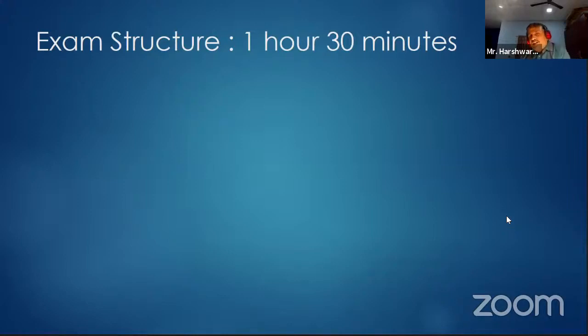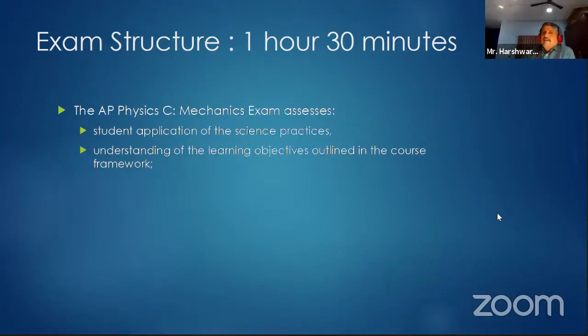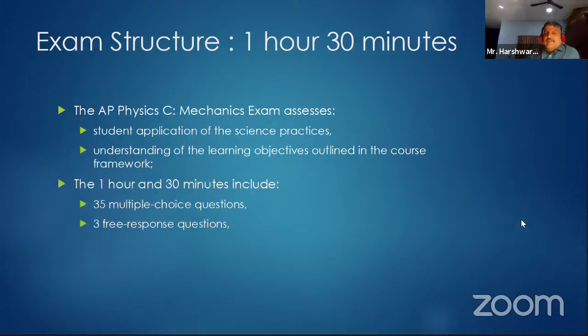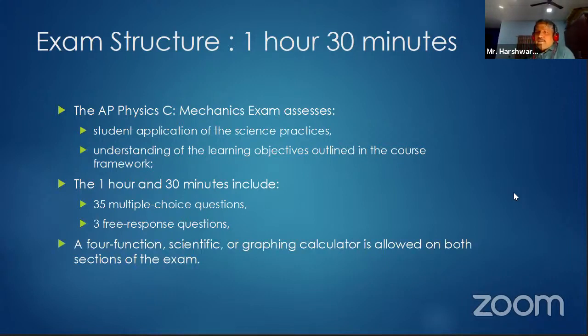The basic exam structure is 1 hour and 30 minutes. The AP Physics C Mechanics exam assesses the student's application of the science practices that we just discussed in the previous slide and understanding of the learning objectives outlined in the course framework, the big 4 ideas, as I said. So that is the basic idea. It is a 1 hour 30 minutes test, which includes 35 MCQs or multiple choice questions and 3 free response questions. Now, there are no options available. You have to attempt every single question in the test. A 4-function scientific or a graphing calculator is allowed on both sections of the exam.